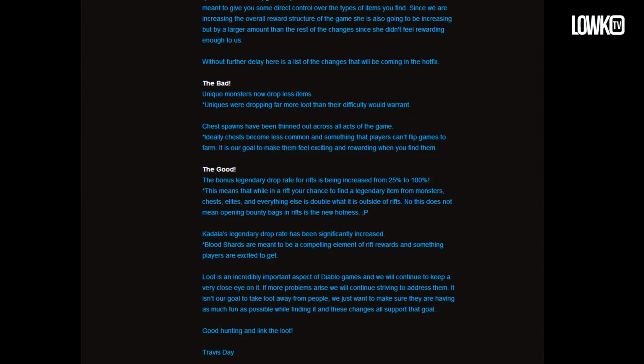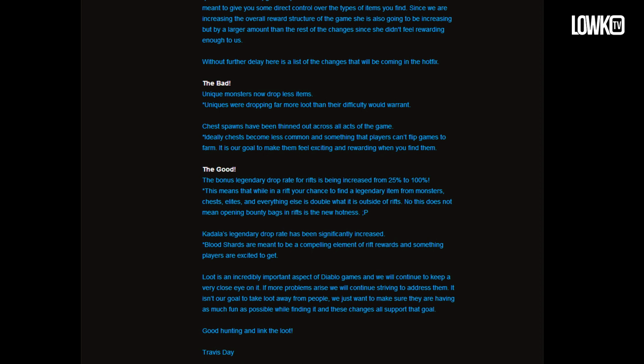The bad. Unique monsters now drop fewer items. So any kind of blue or elite pack will now drop fewer items. They were dropping a lot more. As you can see, it says uniques were dropping far more loot than their difficulty would warrant. And also chest spawns have been thinned out completely, where you basically will not see nearly as many chests as you would usually do in the game, but they are going to be a lot more rewarding when you do actually see them.